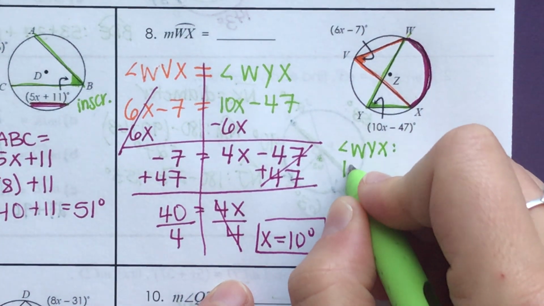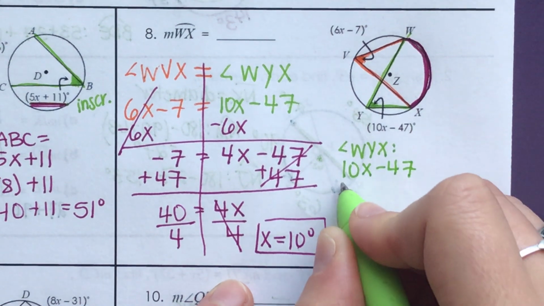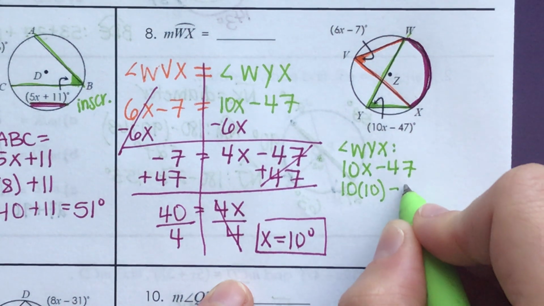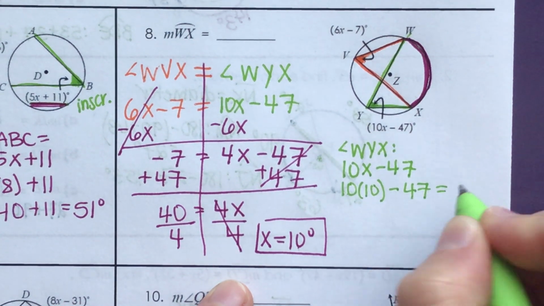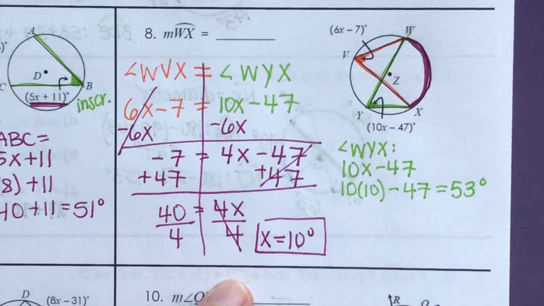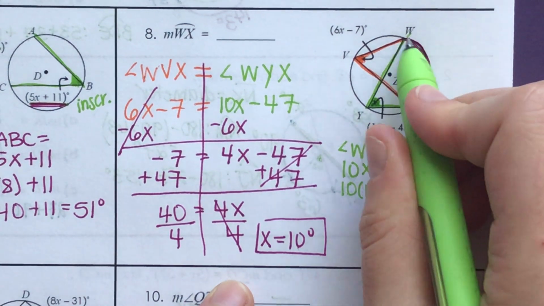Okay, so I've got 10x minus 47. Instead of the x, I'm going to plug in a 10. So 10 times 10 is 100. And 100 minus 47 is 53 degrees. So this little angle right here is 53 degrees. Well, that's great, but that is not what this arc is.